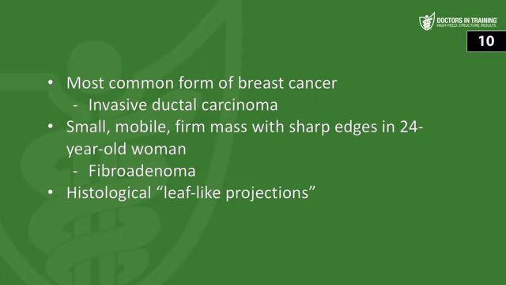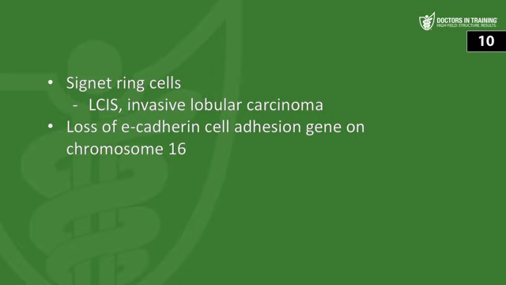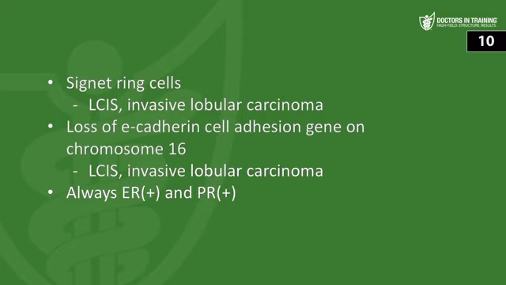Histological leaf-like projections, that's a phylloides tumor. Signet ring cells, that's LCIS, most commonly lobular carcinoma in situ, but those cells can also be seen in invasive lobular carcinoma. Loss of E-cadherin cell adhesion gene on chromosome 16. That's both LCIS and invasive lobular carcinoma. Always ER positive and PR positive, same thing. Both LCIS and invasive lobular carcinoma.